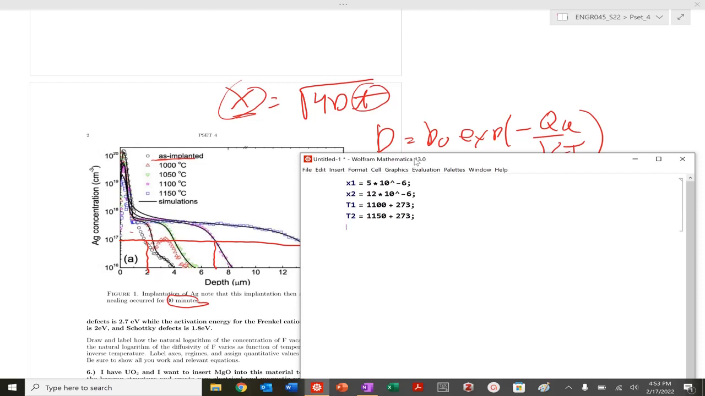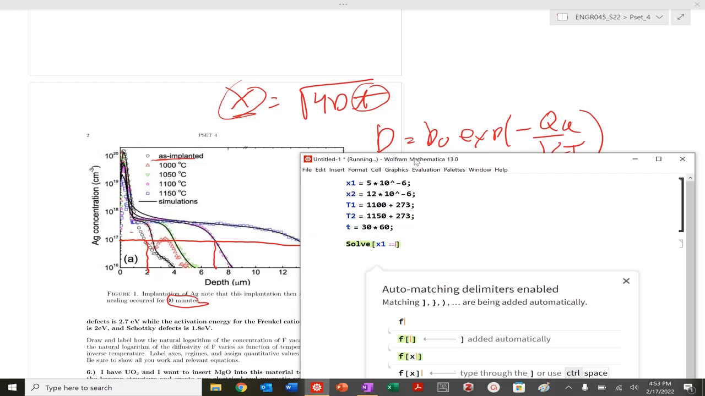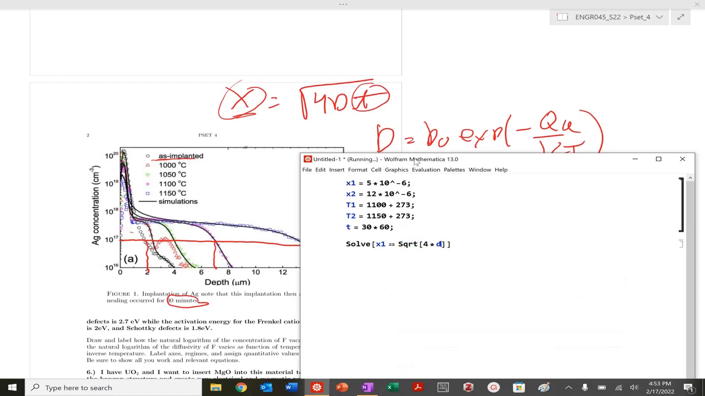And then I've got those values here. Now I can start to solve. My time is going to be equal to 30 minutes times 60 seconds per minute. So I've got all those values in meters and Kelvin, so I'm now good to go. I'm going to set X1 equal to the square root of 4 times D1 times t. I want to solve this for D1, so let's solve it numerically.